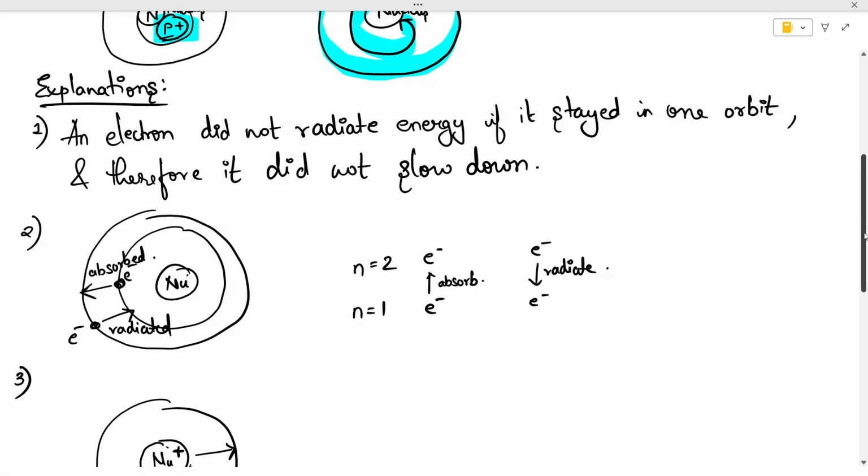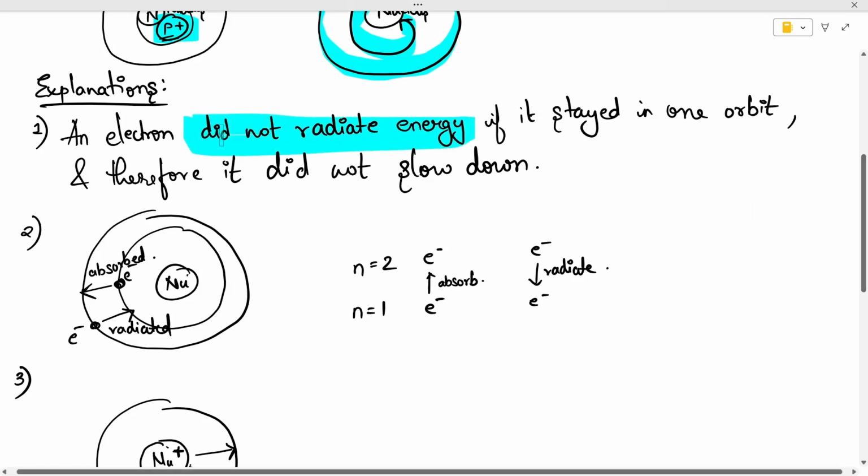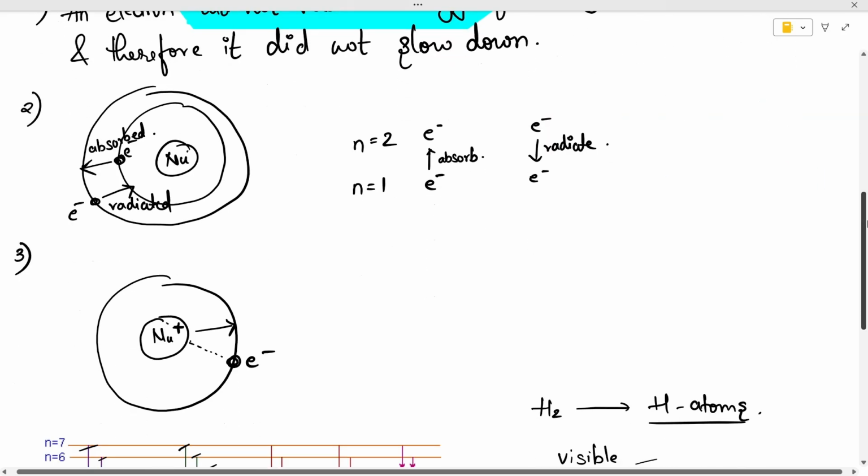Now, the first postulate by Bohr was that the electron does not radiate energy. Now, what did Bohr say? Okay, so you are saying that electrons will slow down when they revolve around the nucleus, but they will not slow down because they do not radiate energy. If electrons radiated energy, then they would slow down. What Bohr said is that electrons do not radiate energy if they stay in one orbit, and therefore the electrons will never slow down. They will move at a particular fixed speed, a particular fixed velocity.